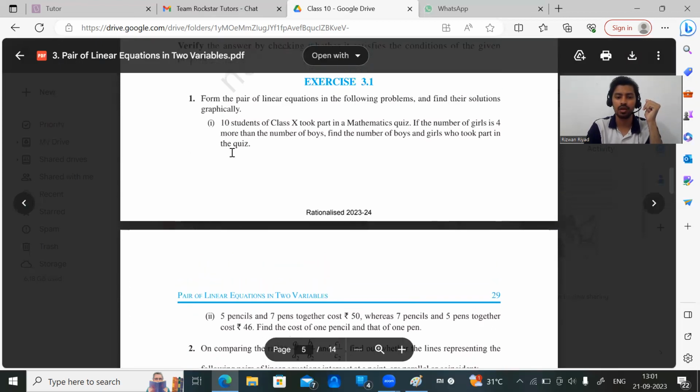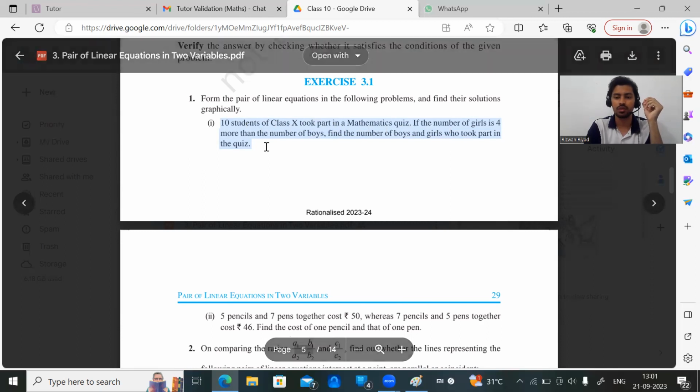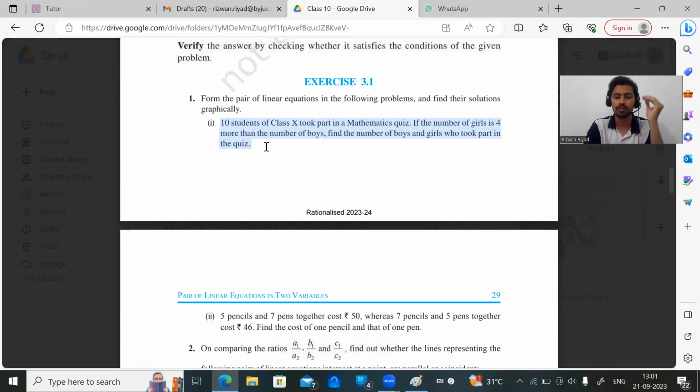You can see the first one. This is the question: 10 students of class 10 took part in a mathematics quiz. If the number of girls is 4 more than the number of boys, find the number of boys and girls who took part in the quiz. This is the situation. It's only a word problem. Some sentences are already given, and we have to create equations based on that. What are the given details?